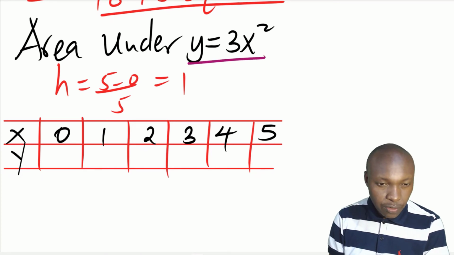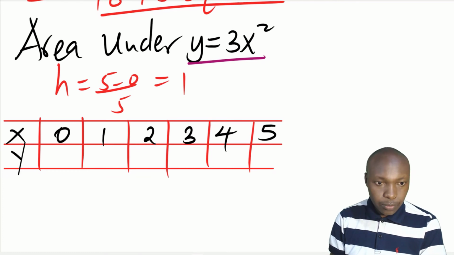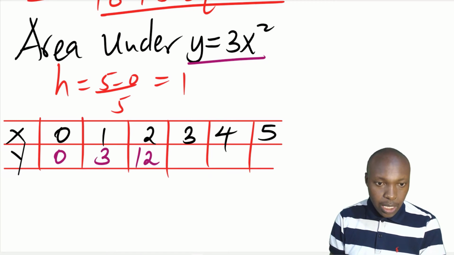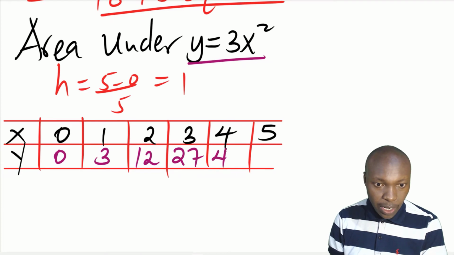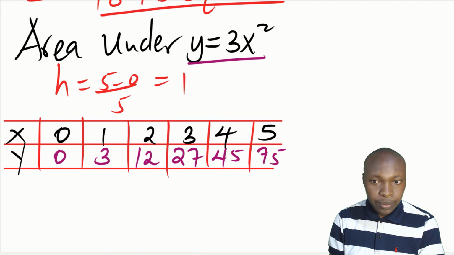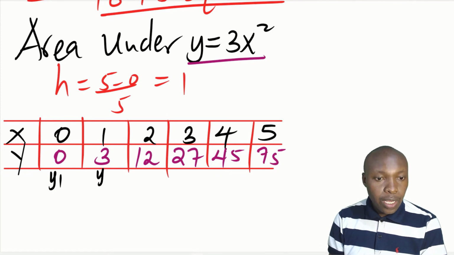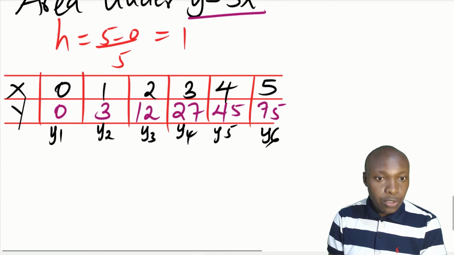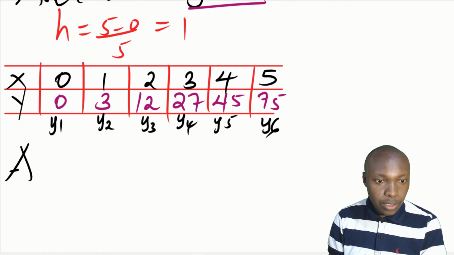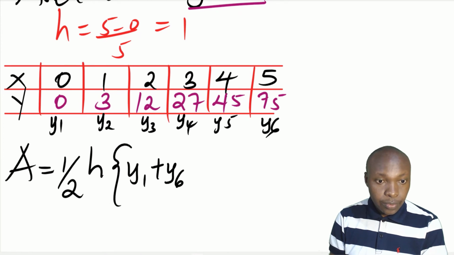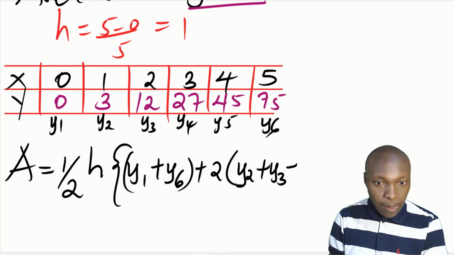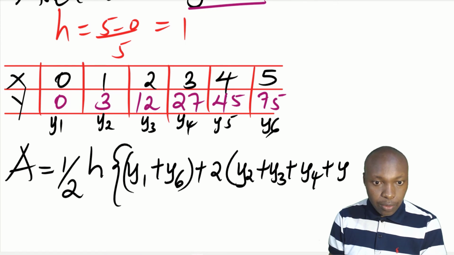So very fast, the first one will be 0. Then we have 3, 12, 27, 45, and the other one is 75. Now y1, y2, the height, y3, all the way to y6. The trapezoidal rule states half height, then you have the first plus the last, then plus twice the sum of the remaining values, the ordinates, the sum of the middle ones, y2 all the way to y5.